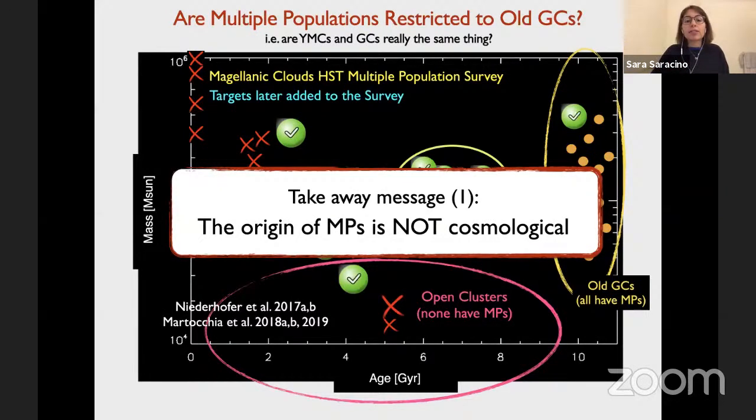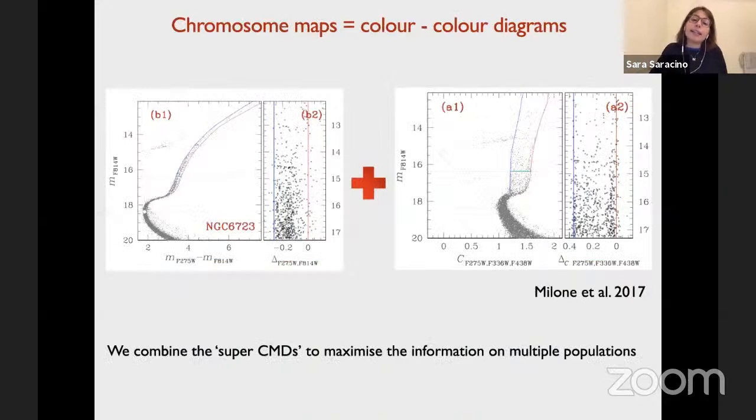So, okay, now I want to show you some of the very recent constraints that we have started to put on the multiple population phenomenon, with the idea to try and constrain the scenarios that we can actually consider about the origin of multiple populations. And for example, I can show you how we can really compare all these observations coming from extragalactic globular clusters with the ones from Milky Way globular clusters.